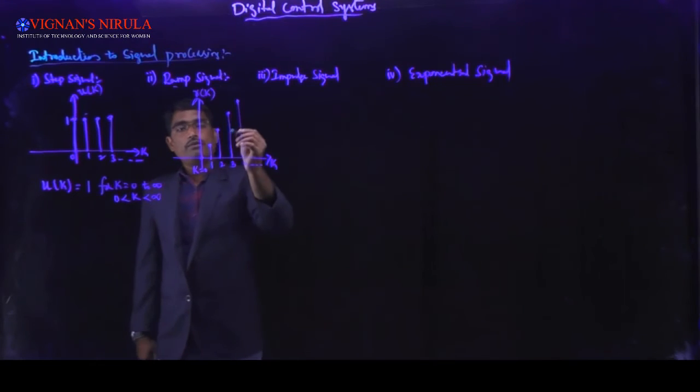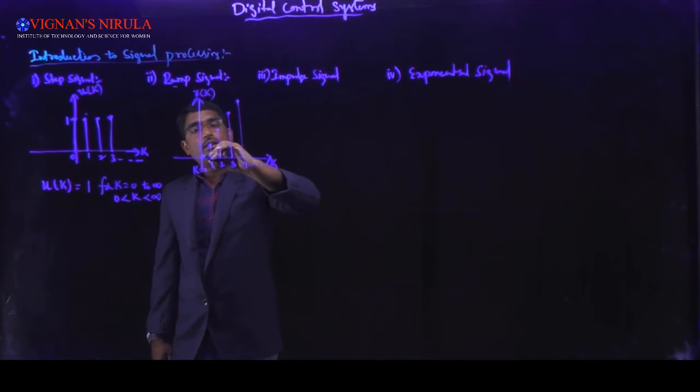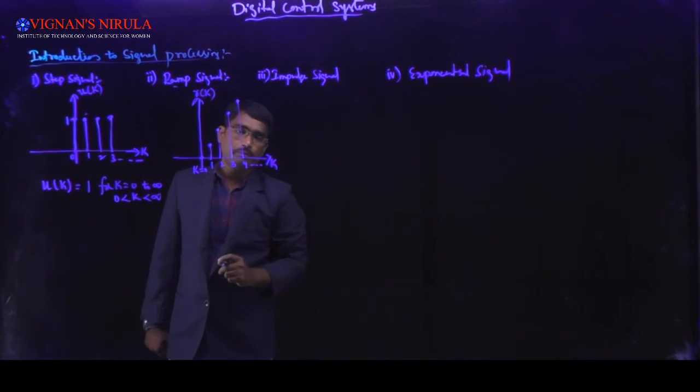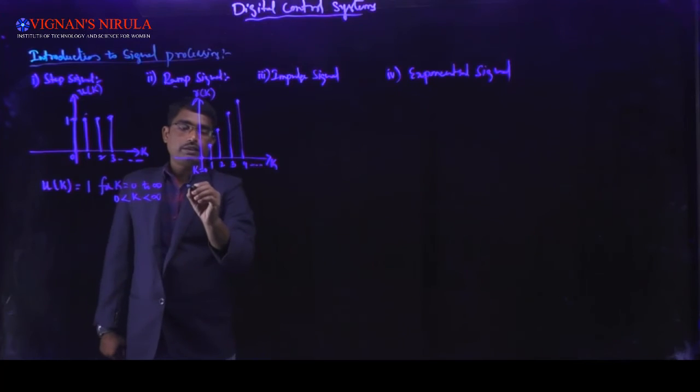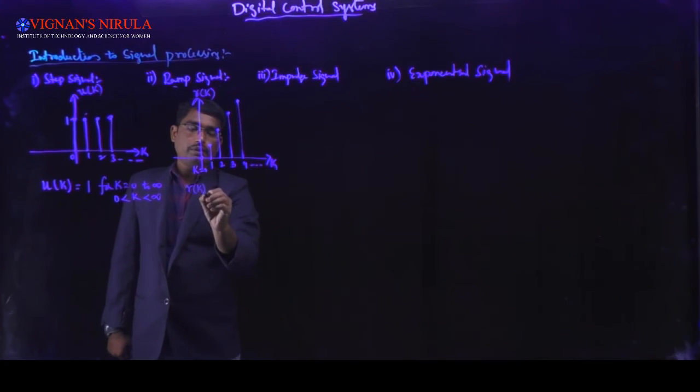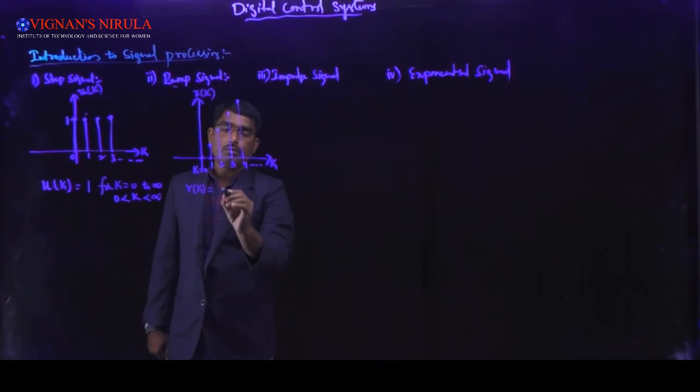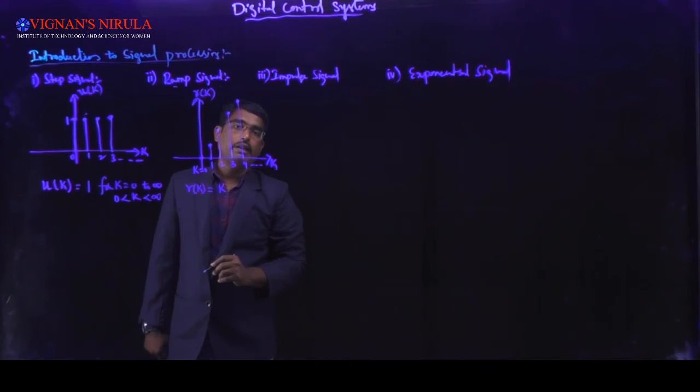So if you take the continuous time ramp signal, it will be a straight line passing through the origin. But now it is a discrete time signal, so we need to take discrete instants of time. Now this is the graphical representation. If you write it in functional representation, R of k is said to be ak.